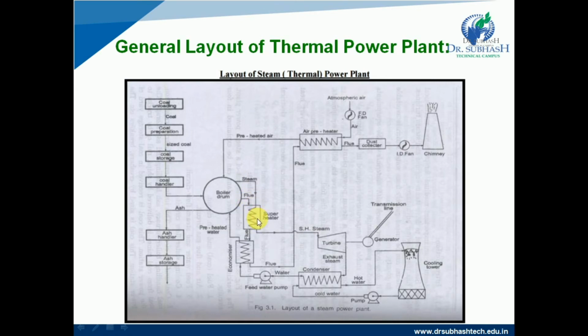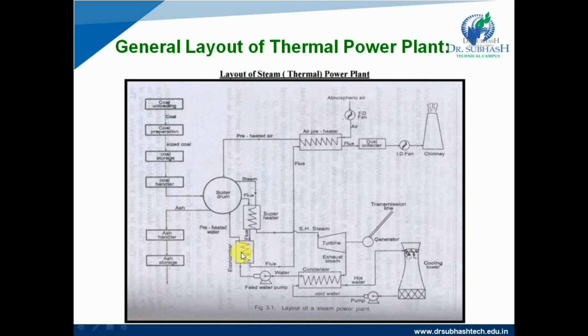So what is the application of the superheater? It is used to produce superheated steam of about 540 degrees Celsius, and then the superheated high pressure steam is fed into the steam turbine.